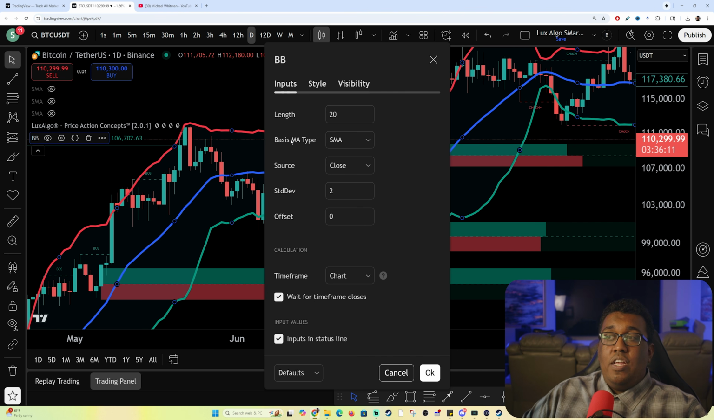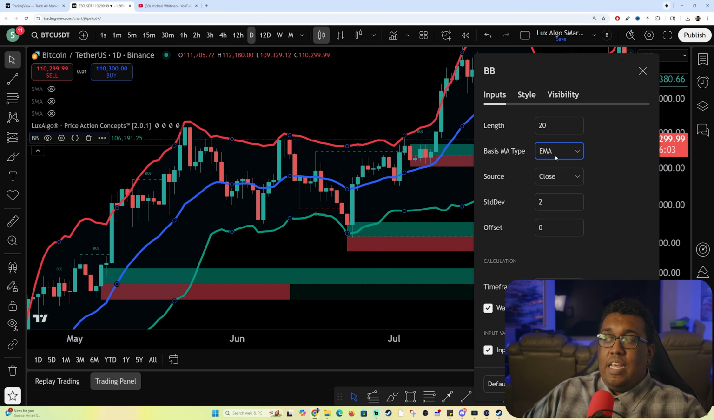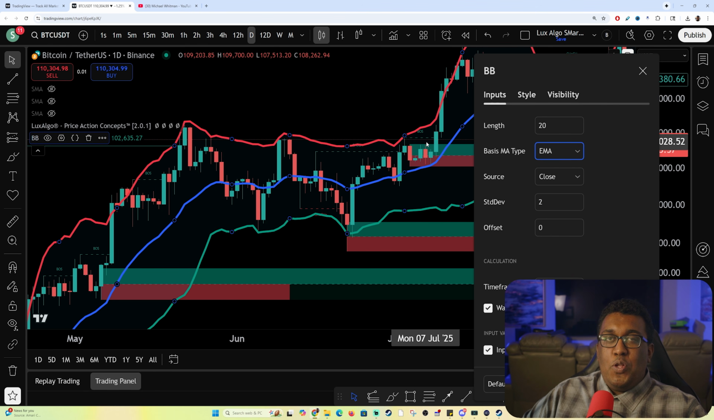So for this one, you got to change it from basis MA type from SMA, the simple moving average, back over here to EMA, and you guys are going to see the difference. See how it's hitting that line now? SMA, a little bit off. EMA, everything's a little bit easier, a little bit more accurate, which means you guys get more accurate signals and you guys can buy and sell at better times.